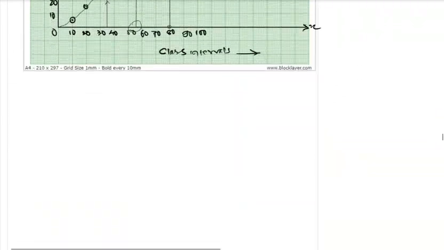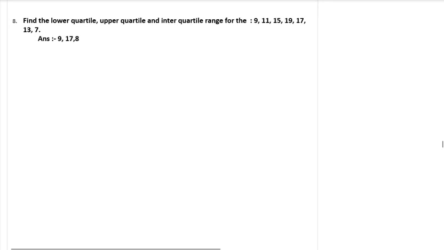So let's move on to the next question. Okay, the next question is about quartiles. That is something new for you, quartiles. So what are quartiles? Let's write a few things over here.